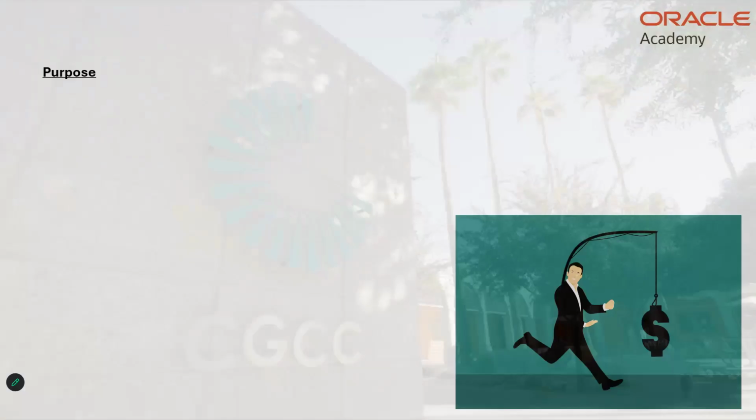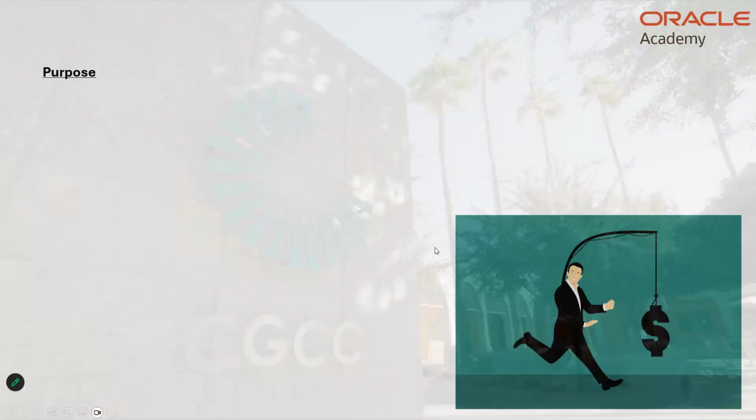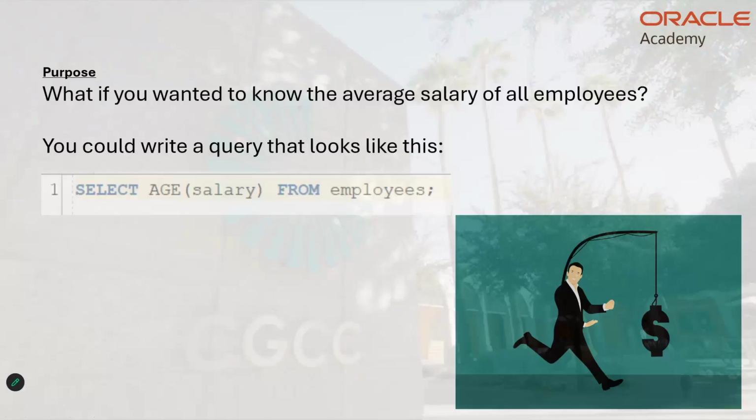Our objectives: construct and execute a query using group by, and then group by and having, and then construct and execute a group by on more than one column, which is absolutely acceptable. All right. So the purpose, what if we wanted to know the average salary of all employees? We saw some of this before. You could write a query that looks like this.